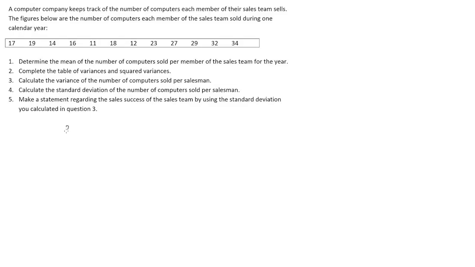We put down our x bar, which is your mean, is equal to, and this is the formula that you will use. So we have the sigma notation, which is the sum of, and then we have our x, which is your item, all over n, which is your number of items.